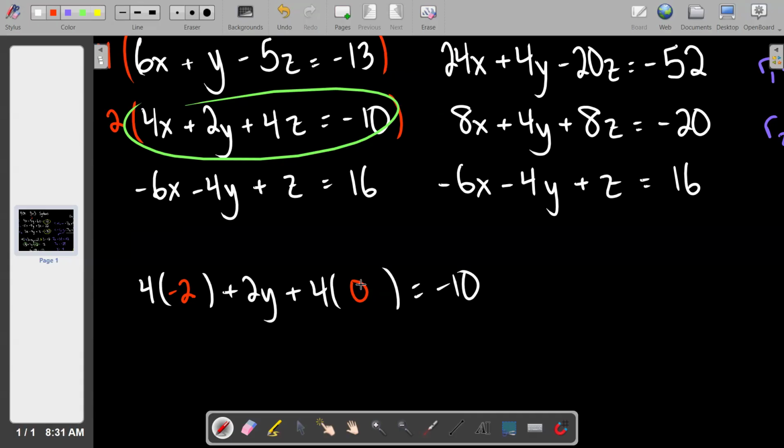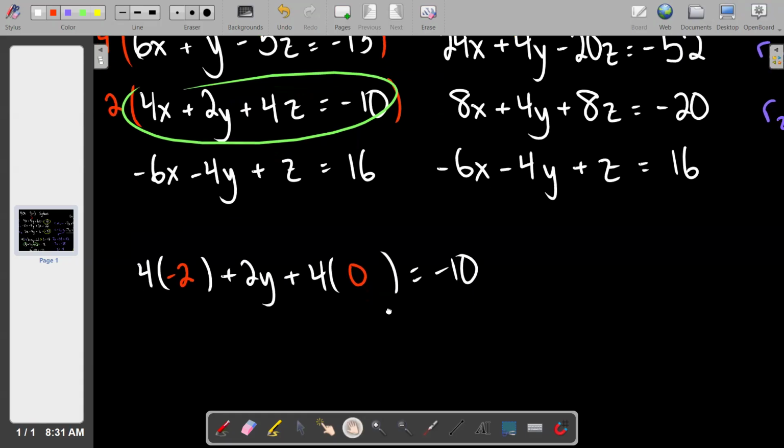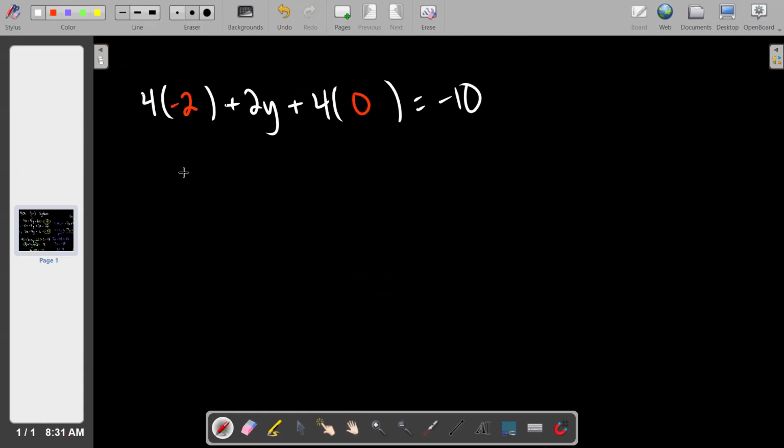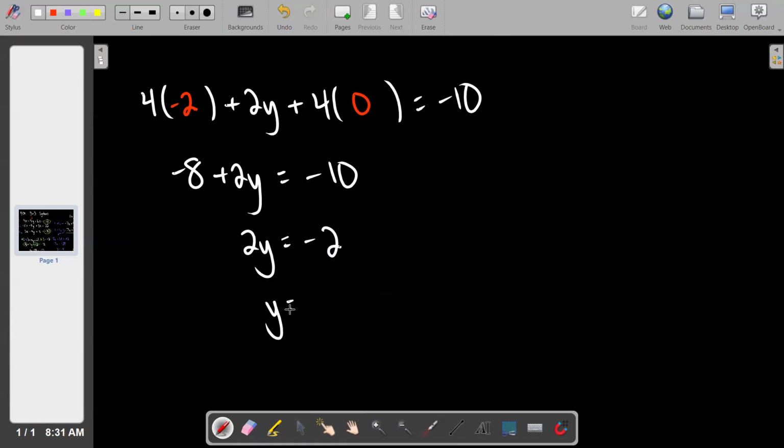Now it's time to math. Easy. What's 4 times negative 2? Notice I didn't even acknowledge the existence of the 4 times 0. I just brushed it aside, disrespected it. And then what do I do now? Add 8 to both sides, giving us negative 10 plus 8 is negative 2. Divide both sides by 2, and you can now complete your puzzle.